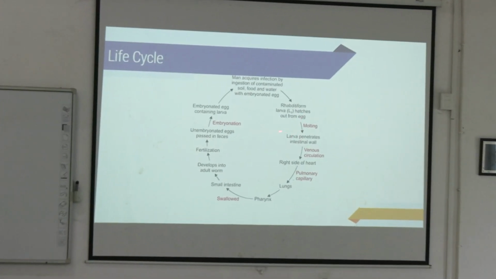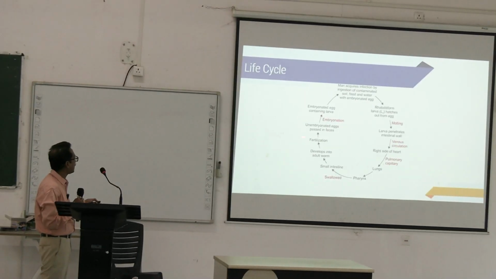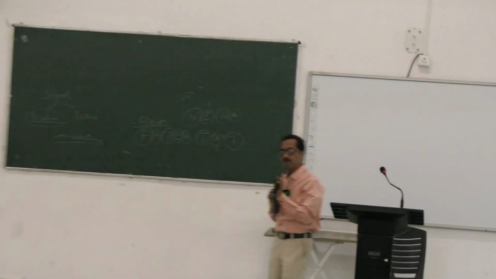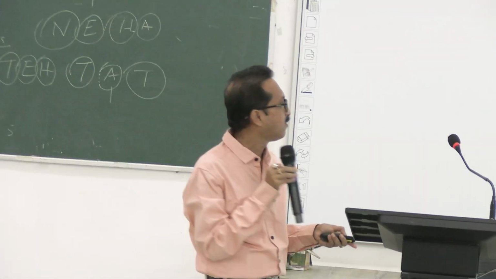The rhabditiform larva hatches out from the egg, molts, and then the larva penetrates the intestinal wall. It goes through the portal circulation, then the right side of the heart to the pulmonary capillaries in the lungs. Then it is swallowed again into the small intestine, develops into the adult worm, fertilization occurs, and unembryonated eggs are passed in the stool. So the diagnostic form is the unembryonated egg, but the infective form is the embryonated egg. This you should remember. Now what is the symptom in the lungs? Can anybody tell? Again, these are parts already covered.